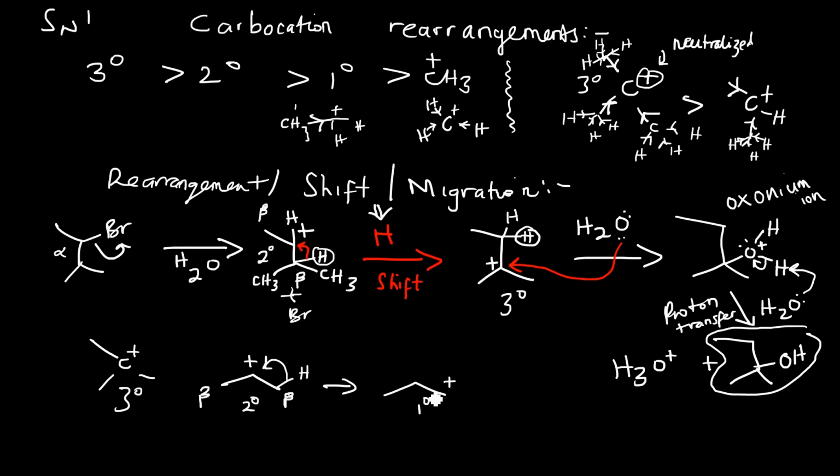Do you want to form a primary carbocation? No, because primary is less stable than secondary. So in this case, the molecule will not shift. It's already tertiary. Here, it's secondary, but shifting does not help. So it will not shift. It stays the way it was, secondary. The only time a molecule does the migration, the shift, the rearrangement is if there is a more substituted beta carbon that can help it to move from either primary to secondary or secondary to tertiary. So that's how you reason out.